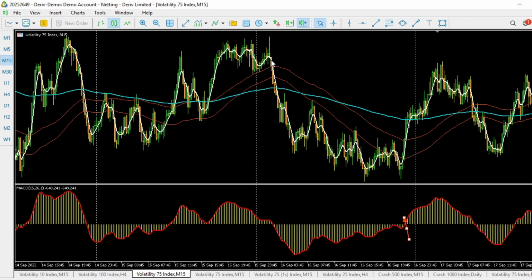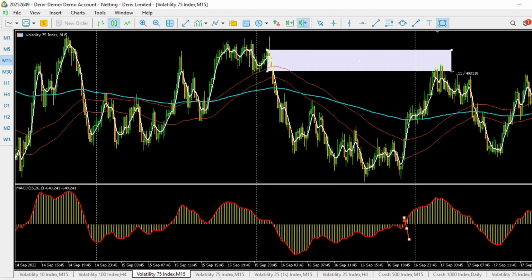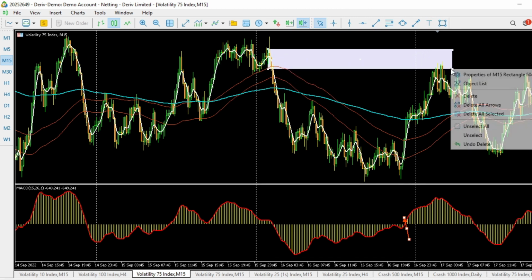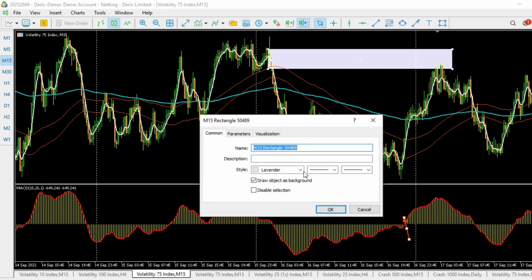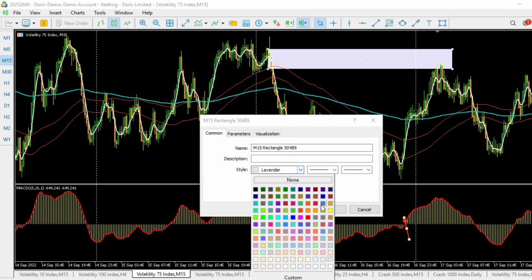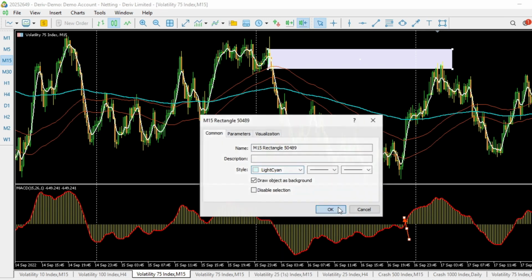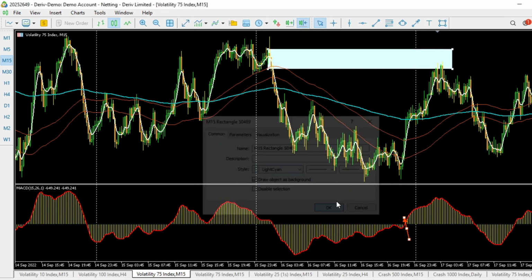So for as long as you identify areas of supply, you take your entries and then you target out those zones. So basically let me try to do this. Yes, so basically that's what we can be using.